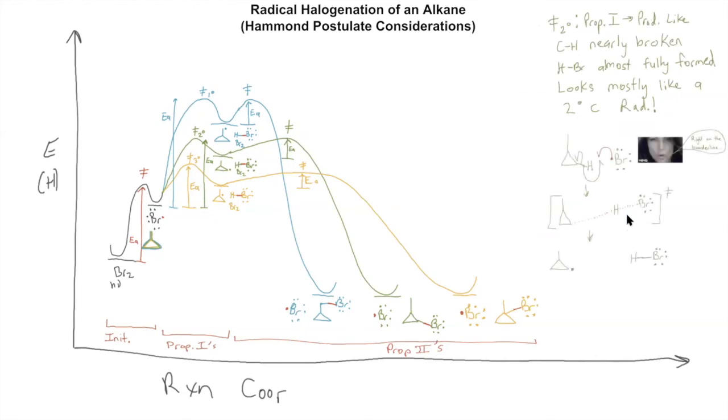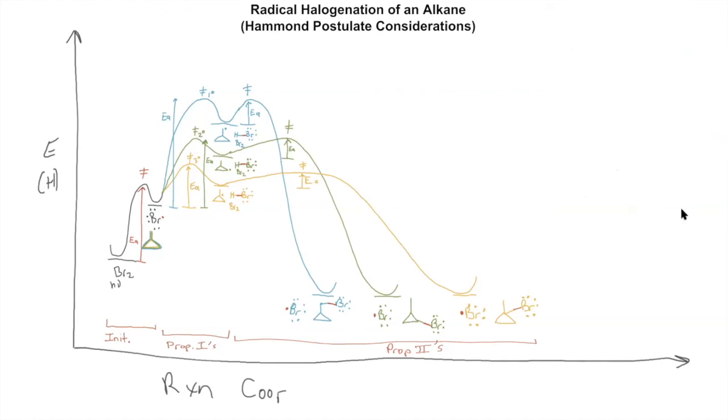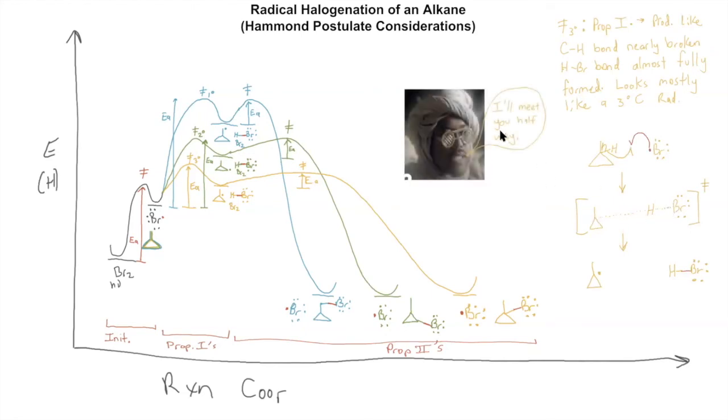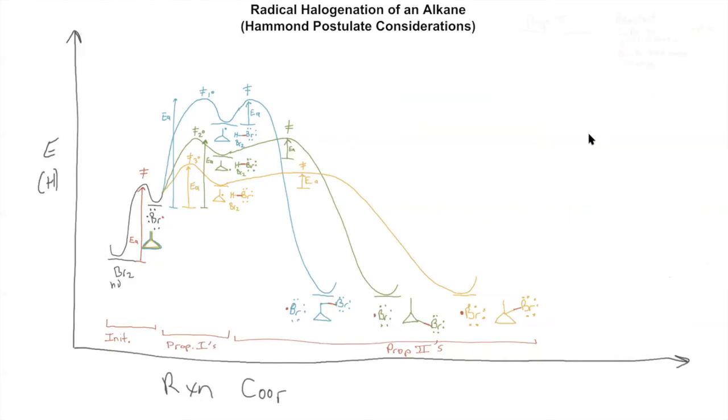And then for the secondary, same thing. It's closer in energy to the products. The transition state looks almost totally like a secondary carbon radical: long, short. And the tertiary, again, the same. It's looking mostly like a tertiary carbon radical: long, short. All right, so prop 2s.